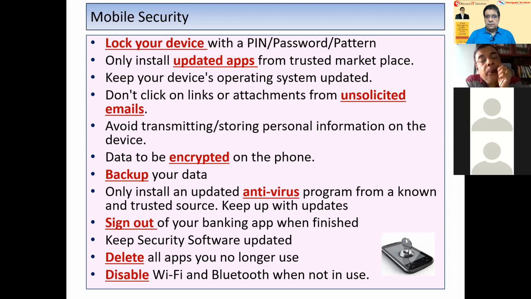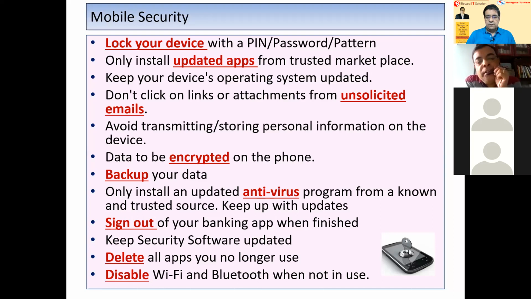Of course, back up your data. Keep the important data stored on your mobile and upload it to Google Drive. Please keep an antivirus. Even if it is available free of cost, please do install it. At least 30% of malware or adware gets filtered by free antivirus software also. When you have finished net banking operations, please sign out and close the app. Keep security software updated.